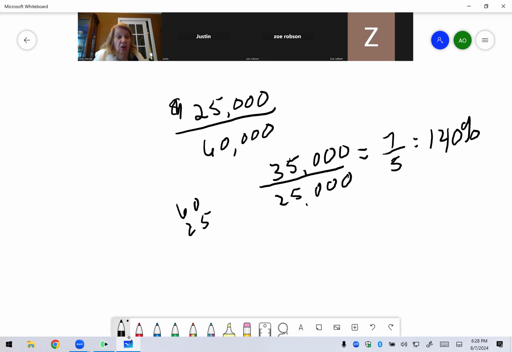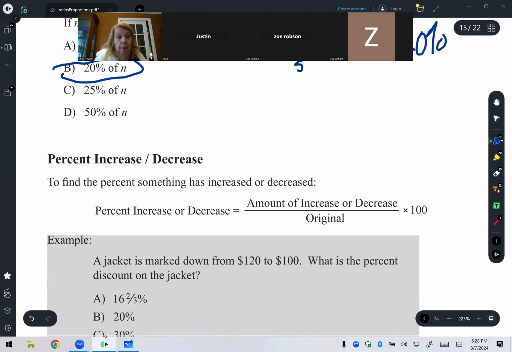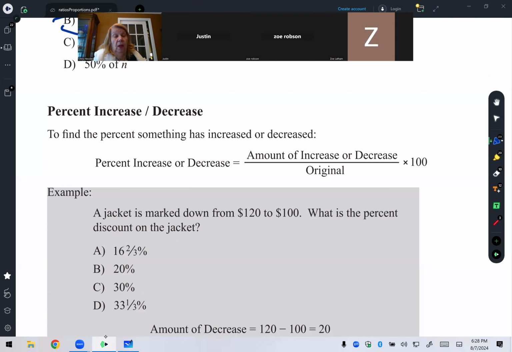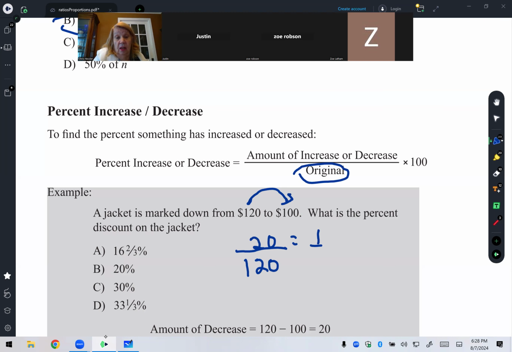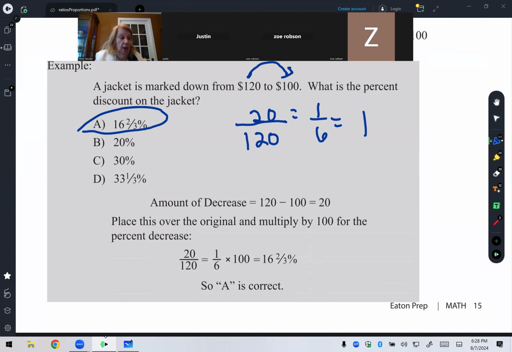Okay, so if you look at our example back here in the book, we have a jacket and it went down from 120 to 100. So it went down $20 over the 120. And that's the secret thing, to remember the original. So it'll be 1/6, the jacket went down 16 2/3%.